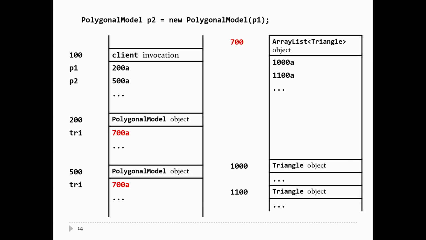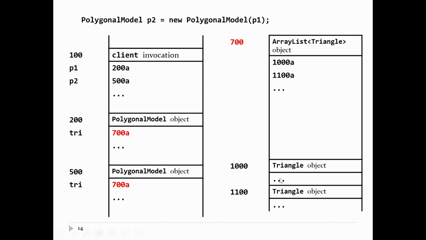Okay, so what does the memory diagram look like in this case? I'm going to make a new polygonal model from an existing model P1. So here's P1, the object at address 200. There's my model object. What's inside of that object? Well, there's a list of triangles. Where does that list live? That's at address 700, so up here. There's my list of triangles. What's inside the list of triangles? Well, there's a triangle object at address 1000, so there it is. There's another one at address 1100, and there it is. What's inside the triangle objects? Well, there are references to 3 points.